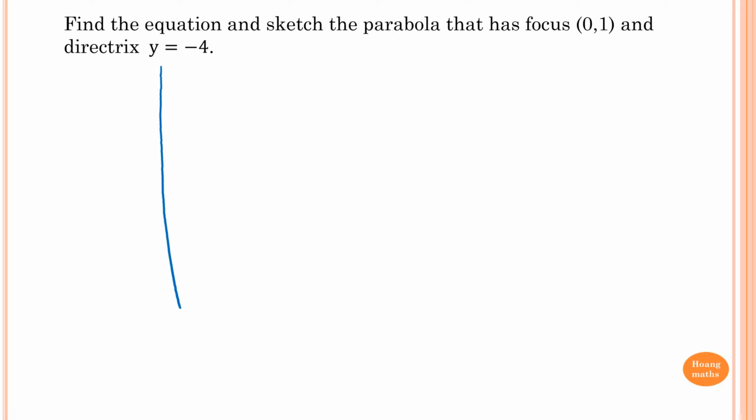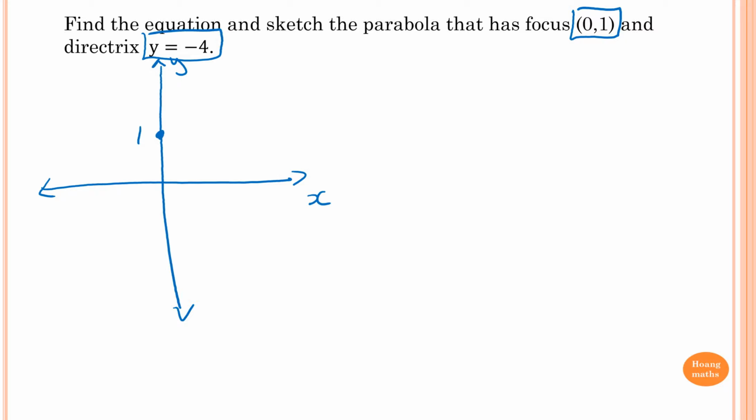So this is the y axis, this is the x axis. The focus point is (0, 1), so (0, 1) here roughly, so this is 1, and the directrix y equal to -4 is here. Now the focus point is always inside the parabola, so this is the focus point (0, 1), and the vertex should be halfway in between, so roughly here, and it is upright.